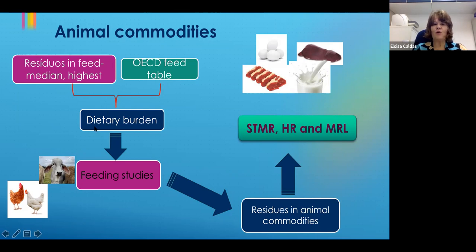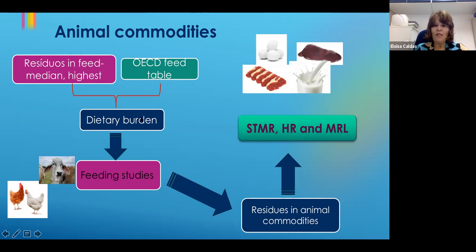Here we calculate what we mention as dietary burden for animals. It's basically the same thing. You multiply the residues in the feed by the consumption of that feed by the farm animal, and then you calculate the dietary burden. And then, so for humans, you stop there, you calculate the dietary intake, and then you go further to the dietary risk assessment.